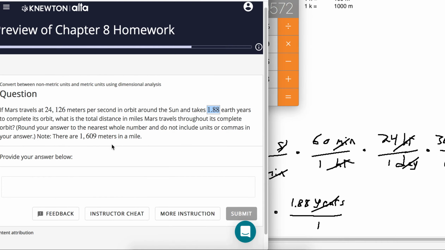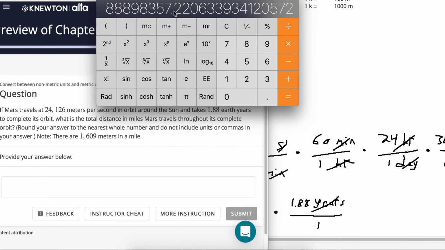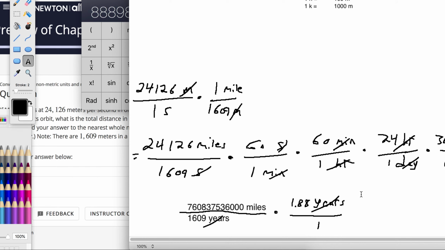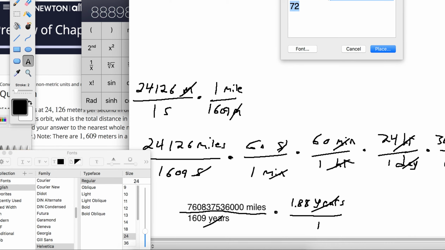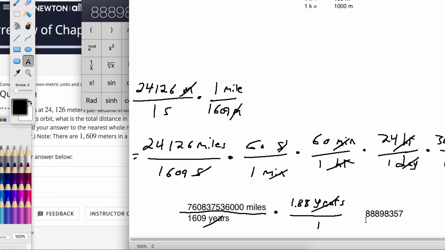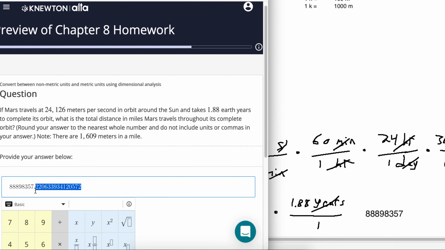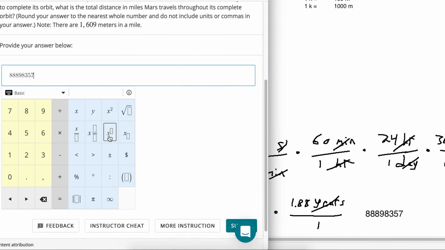And then they're probably going to ask us around here, round your answer to the nearest whole number and do not include units. Okay, so this one doesn't say in billions, so you can just round to 888,983,57. Just cut off the decimal. It's going to take that many miles. Because when we round to the nearest whole number, we round down.